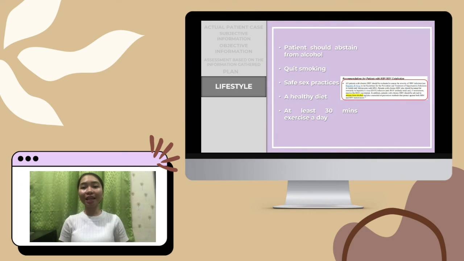Also, we can recommend a healthy lifestyle to patients according to the guideline and the recommendation for patients with HBV and HIV co-infection. Patients with chronic HBV should be advised to abstain from alcohol. Another thing is that patients should quit smoking, practice safe sex, have a healthy diet, and exercise at least 30 minutes a day.